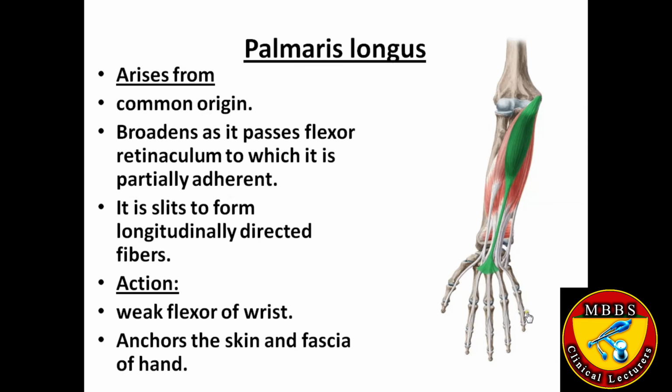Then the superficial tendon visualized is the palmaris longus. It is absent in 15% of the total population. It arises again from the common flexor origin from the medial epicondyle of the humerus, broadens in the upper part, and then tapers down into a tendon, and again it attaches into a triangular structure that splits into small extensions to attach on the skin. So they split into longitudinally directed fibers and get attached to the flexor retinaculum and the skin of the hand. So it acts as a weak flexor and it anchors the skin and the fascia of the hand, supplied by the median nerve.